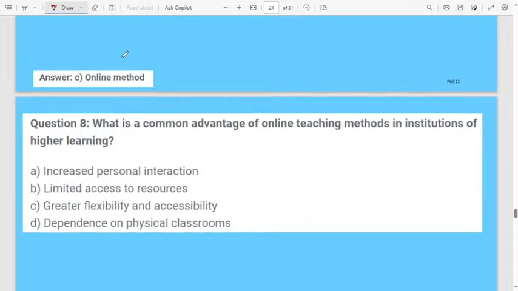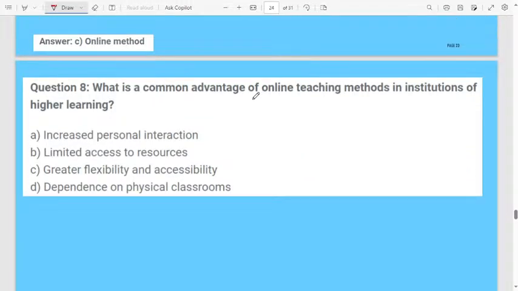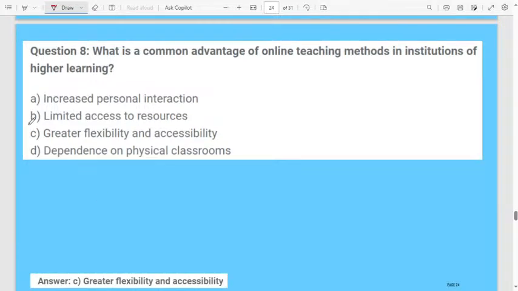Next, what is a common advantage of online teaching method in institutions of higher learning? Option A, increased personal interaction. Option B, limited access to resources. Option C, great flexibility and accessibility. D, dependence on physical classroom. Option C will be the correct answer. The main advantage of online teaching is great flexibility and accessibility.